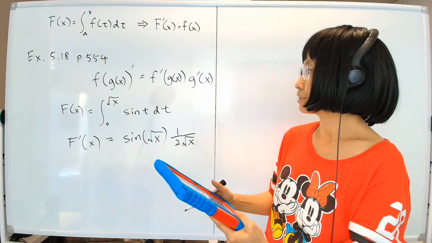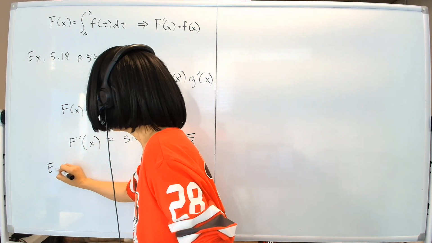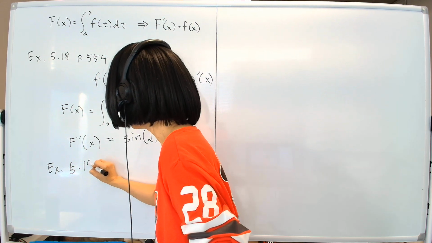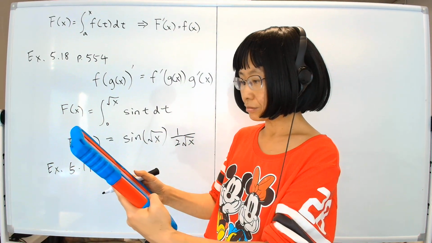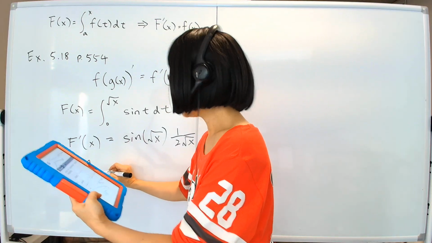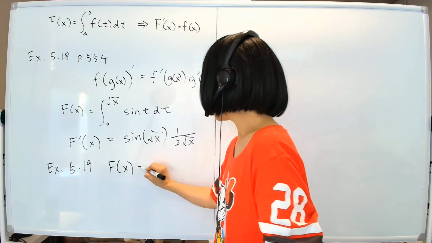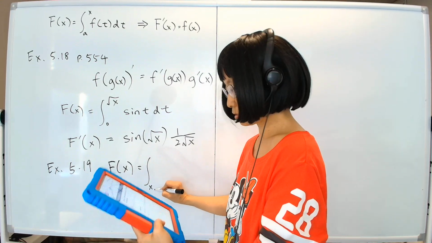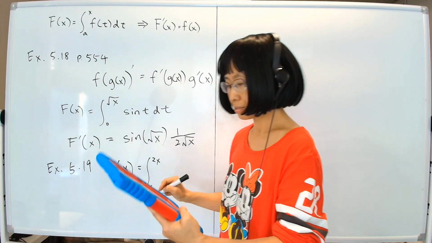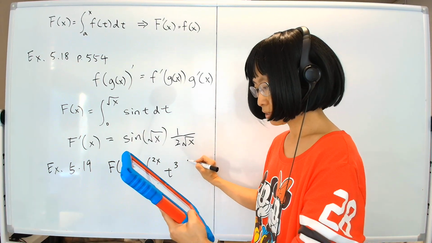Now next, let's look at example 5.19. Now this one is even weirder, right? We are going to do f of x equals the integral where you have a variable on both ends. Bottom end, top end, see there's an x there, another x there, and then t cubed dt.